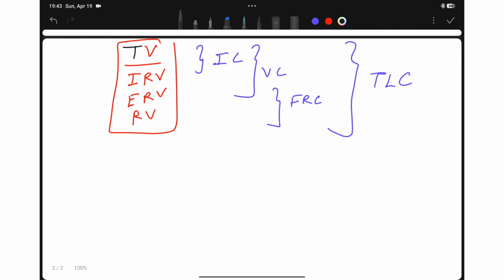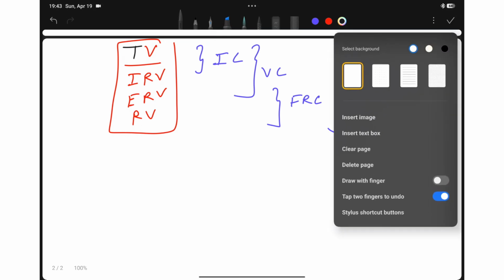So in the second category, we measure all the volumes and the capacities. I can show you through a graph how we measure its values.